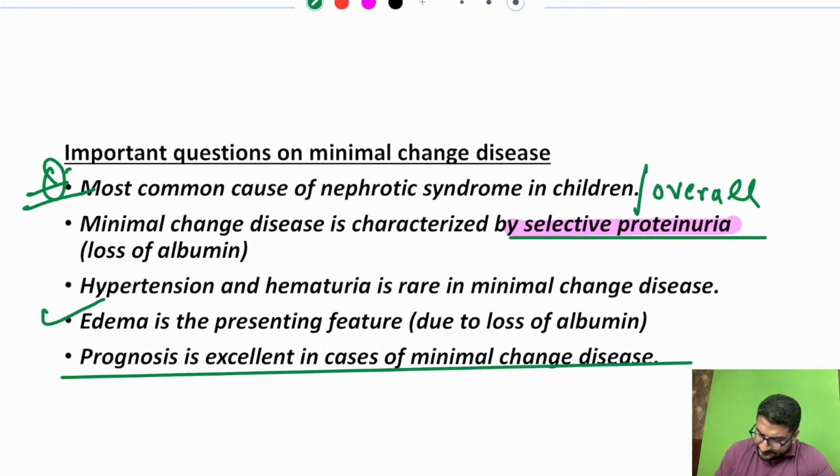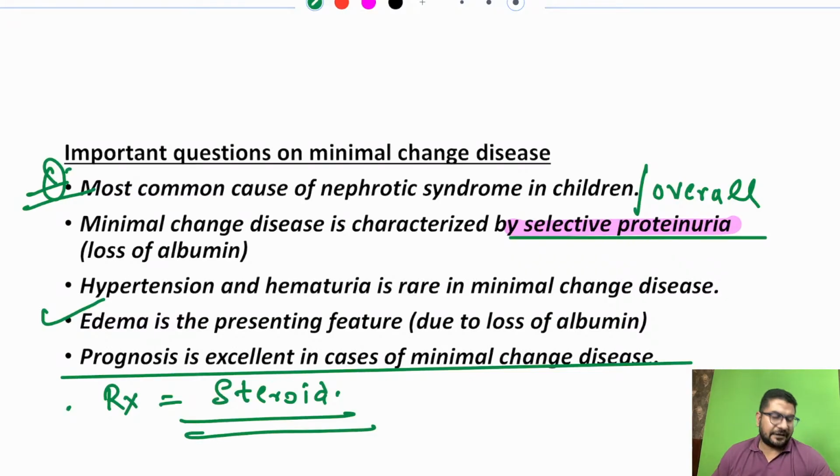Prognosis is excellent. Why is prognosis excellent? Because when you start steroids, within 2 weeks you will see a complete recovery. As soon as you give steroids to the patient for 2 weeks, you will have a decent recovery. These are the MCQs they ask on minimal change disease.